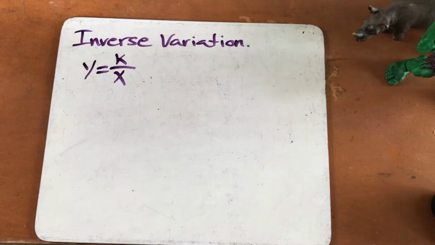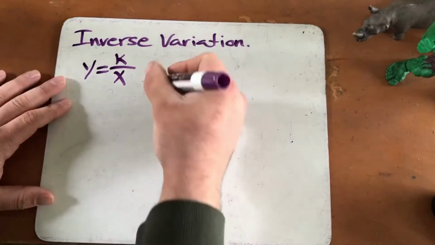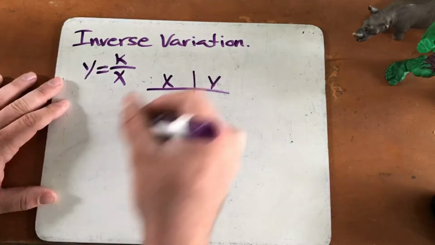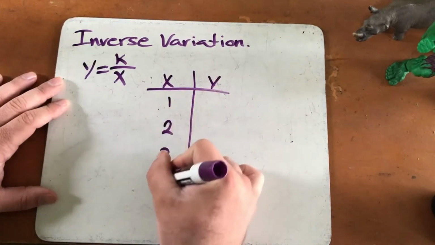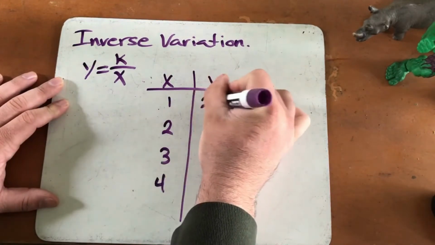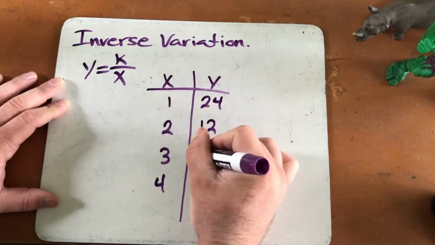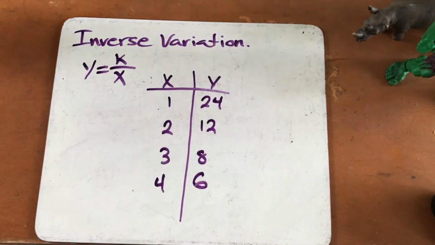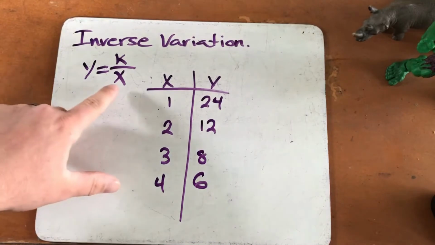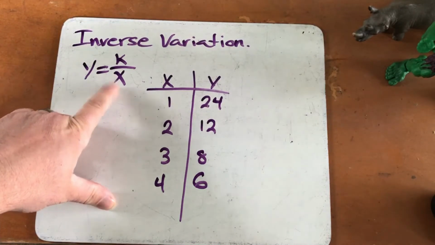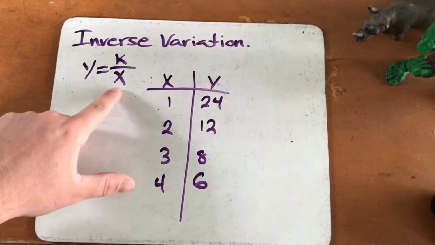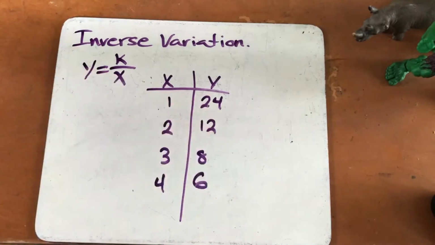But also, if I'm looking at a two-way table, when I determine if it is inverse variation, there's a little bit different way to do that. So let's say I've got x and y, so we're looking at a two-way table again. All right, I've got 1, 2, 3, and 4, and 24, 12, 8, and 6. Now, one thing that's important to realize about inverse variation is that since x is in the denominator, as x gets bigger, y is going to get smaller. All right? So as x gets closer to 0, y is going to get bigger.